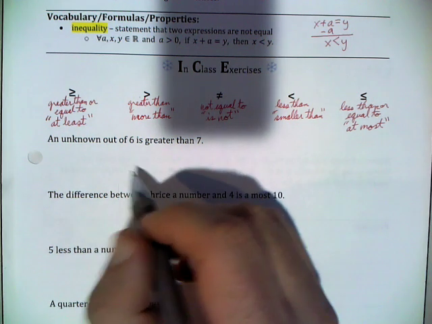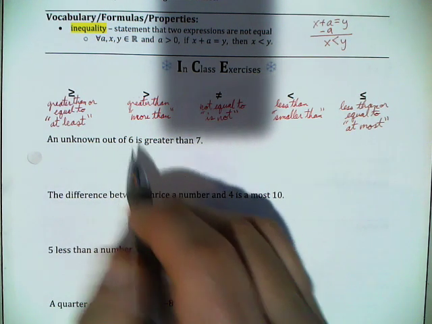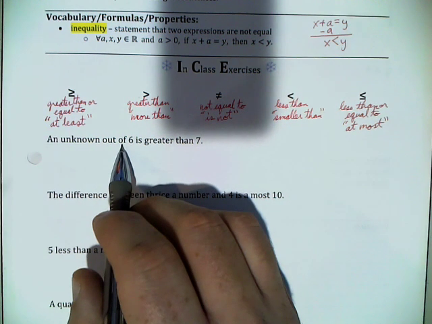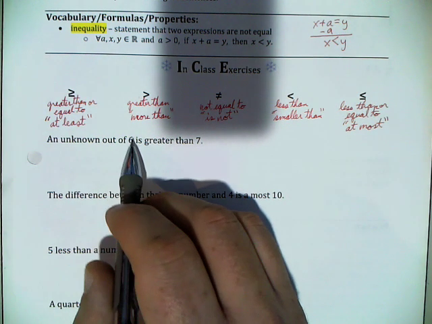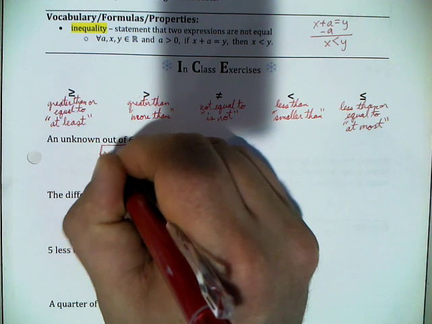So we're going to do the first one together. We see here it says an unknown out of 6. When we see out of, that's going to be different than just plain old of. Typically of means times, and just about every time I talk about of, I say it almost always means times. I say almost always because this is the rare exception. When we see out of, really you want to think about this as being like a fraction. So out of, think fraction.